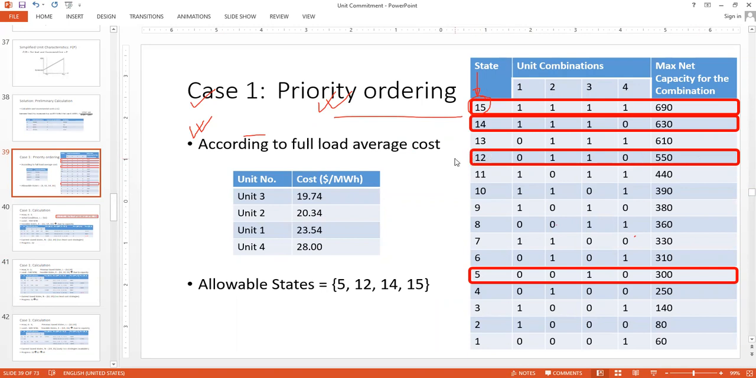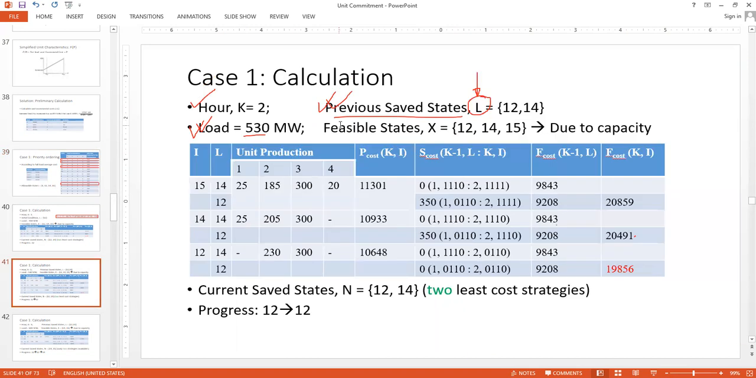However, 530 can be satisfied by 12, 14, and 15. So still, in our number 2, the feasible states are 12, 14, and 15. State number 5, even now, cannot satisfy the demand. So due to the capacity limit, state 5 is excluded from this set of feasible states X.